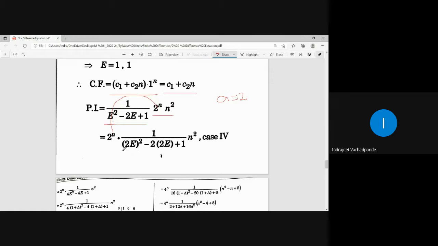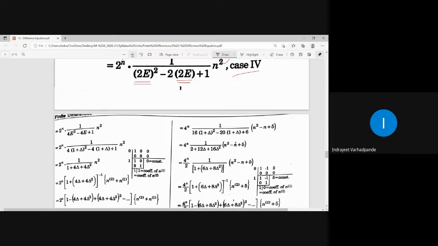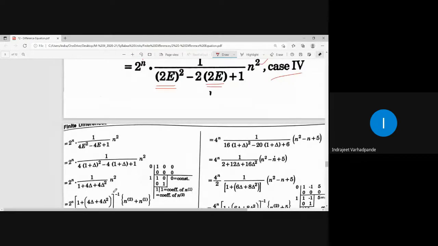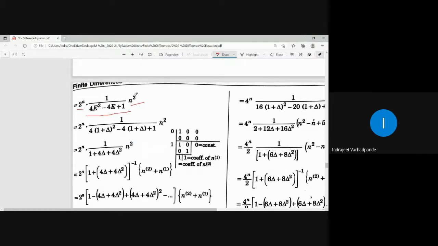So here E will be replaced by, or written as, 2E. So it is (2E) whole square minus 2 into 2E plus 1, to be operated on n square. This is what we do by case number 1. So now in the RHS we have 2 to the power n into 1 upon 4E square minus 4E plus 1, to be operated on n square. Now how is it to be simplified?